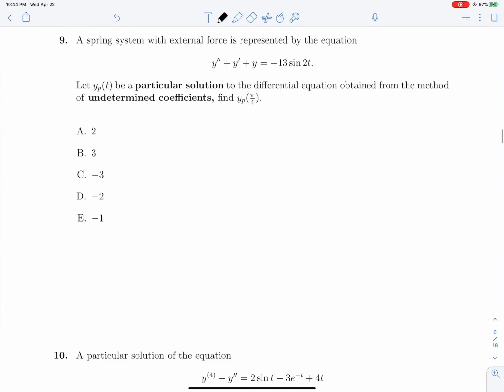We have a mass spring system with an external force, and we're finding the particular solution obtained by undetermined coefficients, and we're evaluating it at pi over 4. So let's get going. We have to make sure that the guess that we would make for our particular solution, which we would like to be a cosine 2t plus b sine 2t, is okay. We have to make sure that plus or minus 2i is not a solution for our characteristic equation here. So r squared plus r plus 1 is equal to 0.